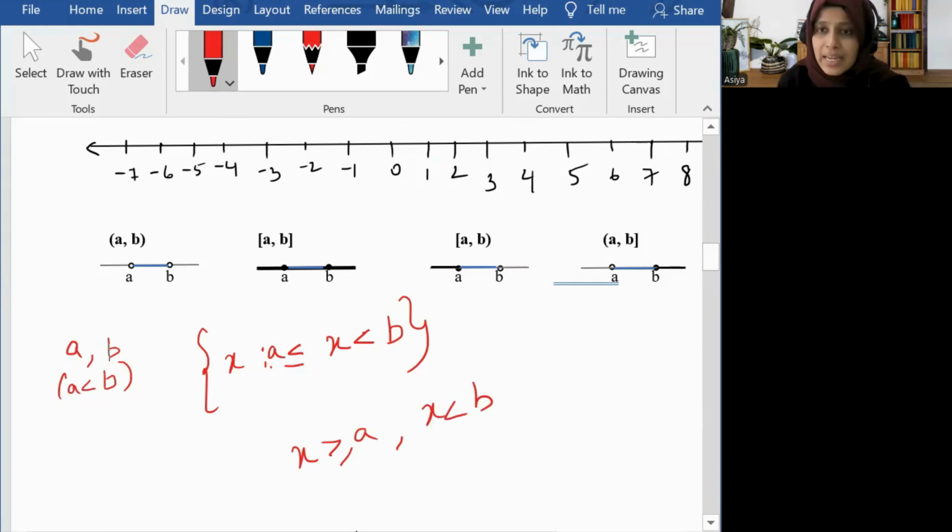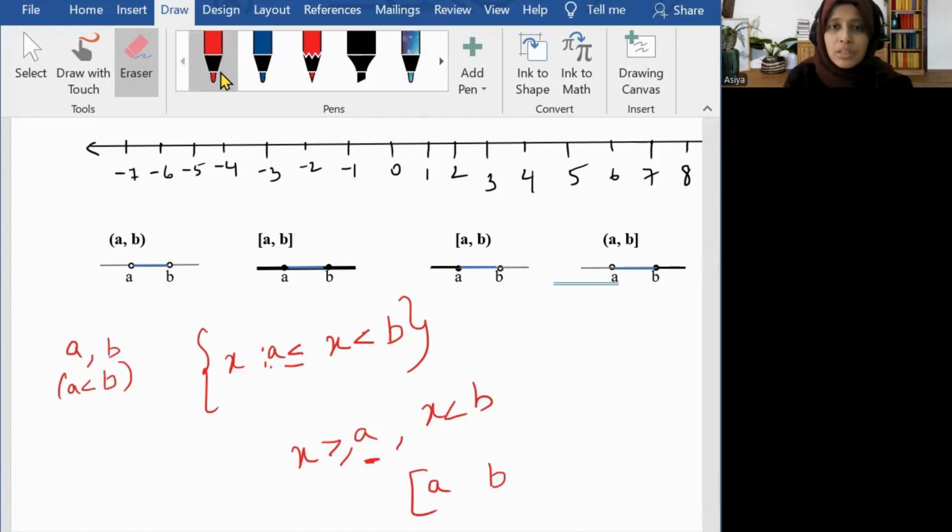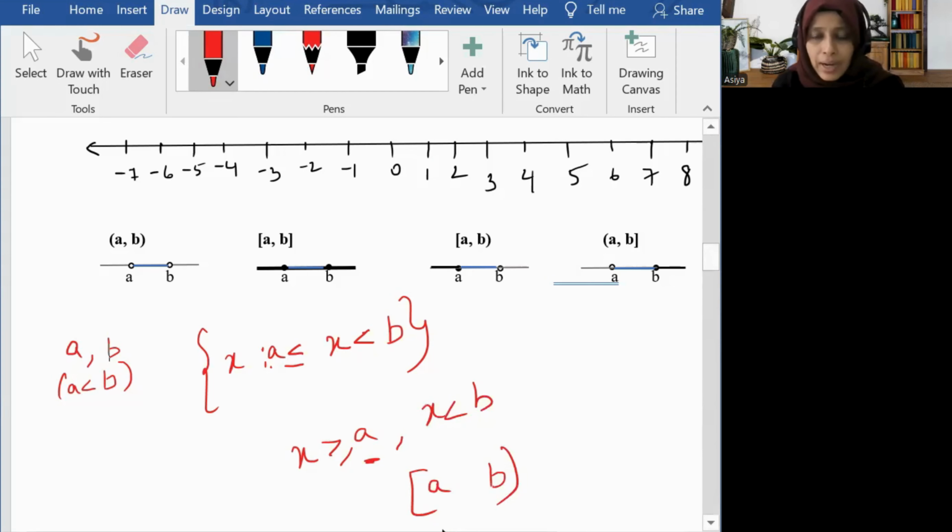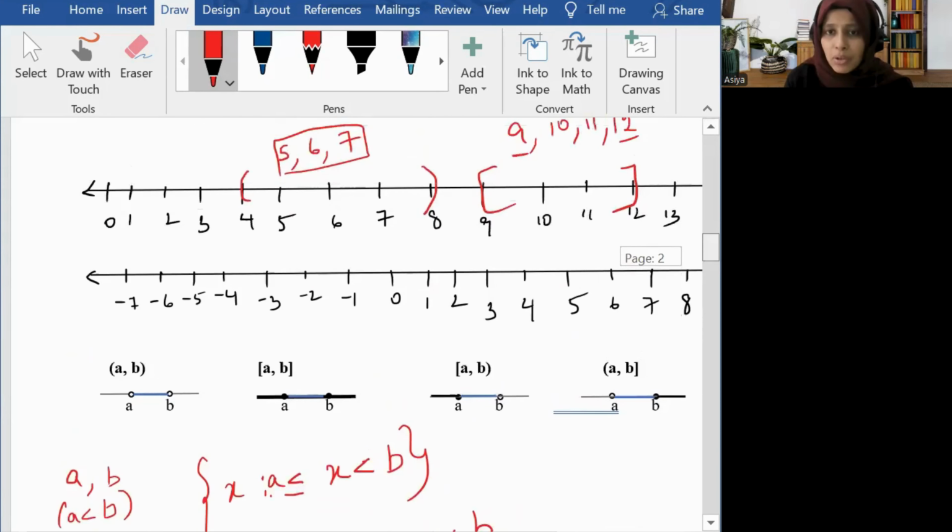Now, when I'm saying greater than or equal to, A has to be included. That means it will be a closed interval. When I say less than B, that means B will not be included, but B would be excluded. Will this be a closed interval? No, it will not be a closed interval, but it will be an open interval. Now, how do we read it? I will read it as an interval from A to B, including A but excluding B. Because it is a square bracket, I will be including A but excluding B.